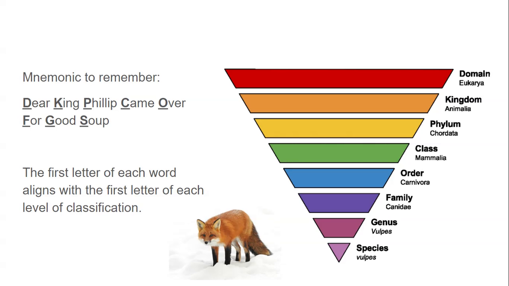In this specific example and picture that I have here, it is for a red fox. If we travel through underneath each one of these bolded words, it tells you the name of that domain, kingdom, phylum, class, and all the way down until you get to Vulpes vulpes, which is the scientific name for this red fox right here.